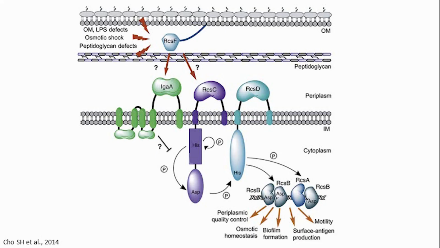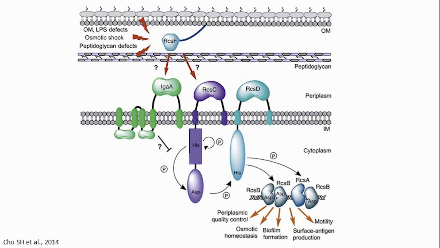Bacteria use different systems to defend themselves. The regulator of capsule synthesis, or the RCS system, is one of them. It is conserved in the Enterobacteriaceae family. It's a two-component system formed by an outer membrane sensor called RcsF. RcsF will sense the defect in the peptidoglycan and in the outer membrane. Therefore, it will interact with IgaA.